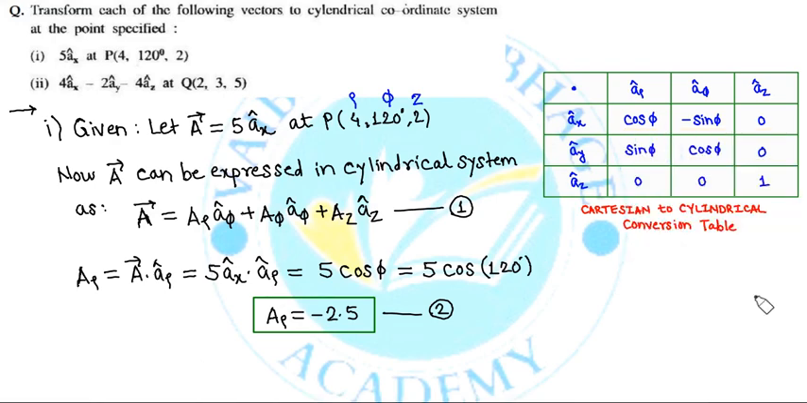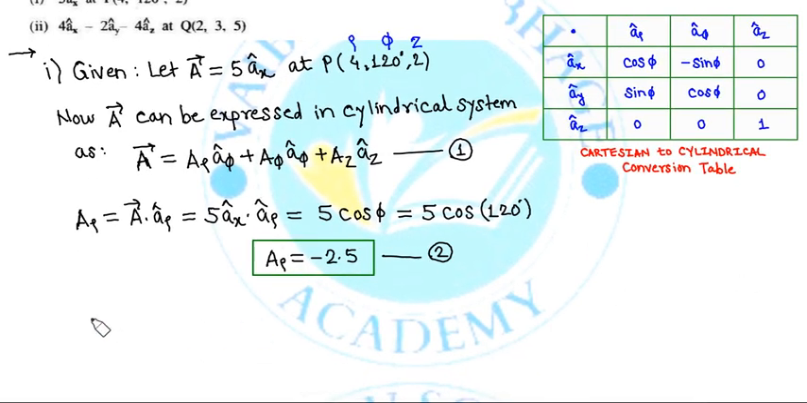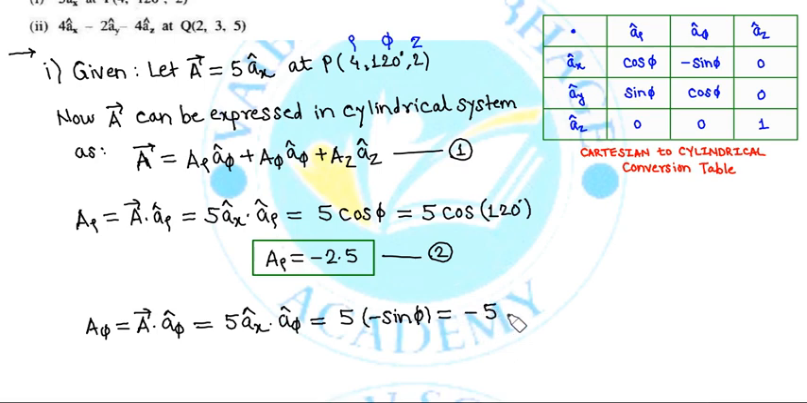Now next we have to find out the magnitude of the A phi component. In similar fashion we can write for that A phi. So what is your A phi? A phi is nothing but the projection of the given vector A into the A phi direction. This is how you are going to write in your examination. The given vector is 5ax cap, and it will have the dot product with a phi. Now you can refer to that conversion table. Ax dot a phi is equal to minus of sine phi, and ultimately you just put the value of that phi over there. We have phi equal to 120 degrees.